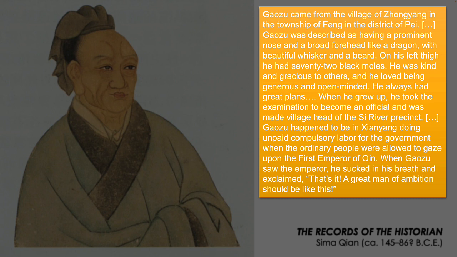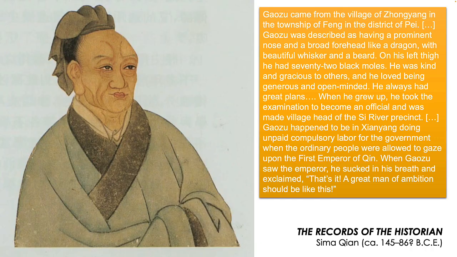When he grew up, he took the examination to become an official and was made village head of the Xi River precinct. Gaozu happened to be in Xianyang, doing unpaid compulsory labor for the government when the ordinary people were allowed to gaze upon the first emperor of Qin. When Gaozu saw the emperor, he sucked in his breath and exclaimed, "That's it. A great man of ambition should be like this."